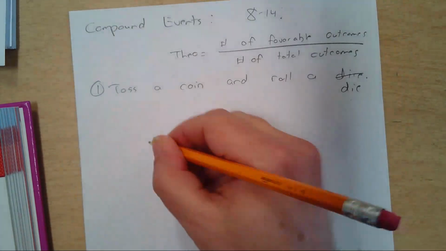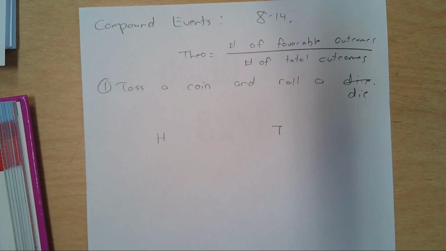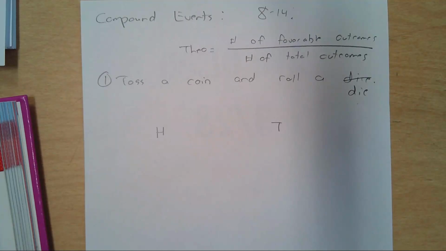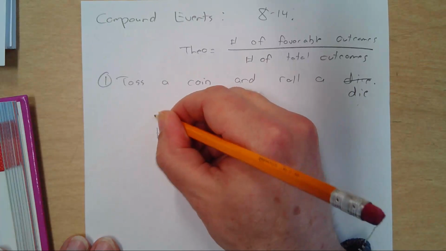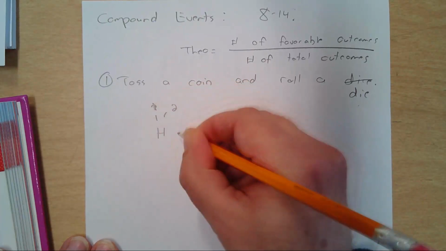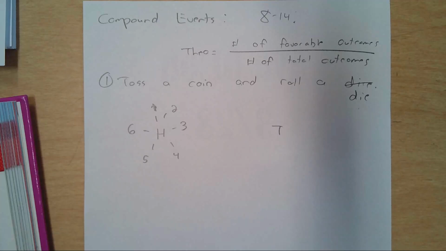I'm going to write both of those things out: I could get a heads or I could get a tails. Now I have to roll the die. What could happen when I do that? You get a 1, 2, 3, 4, 5, or 6. So let's pretend I flipped the coin first and I got a heads. Then I roll the die. What could happen next after I get a heads and roll the die? I could get a 1, a 2, a 3, a 4, a 5, or a 6.